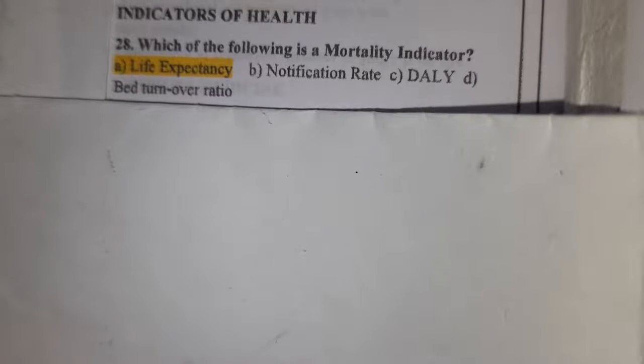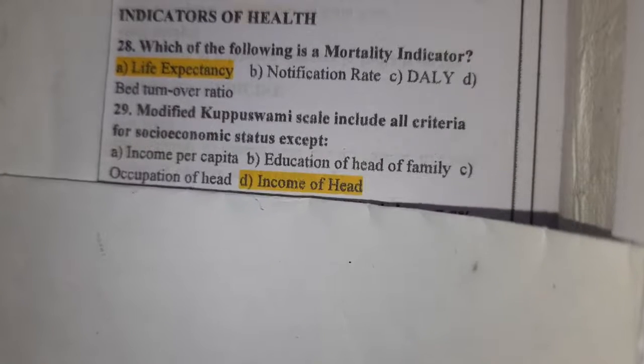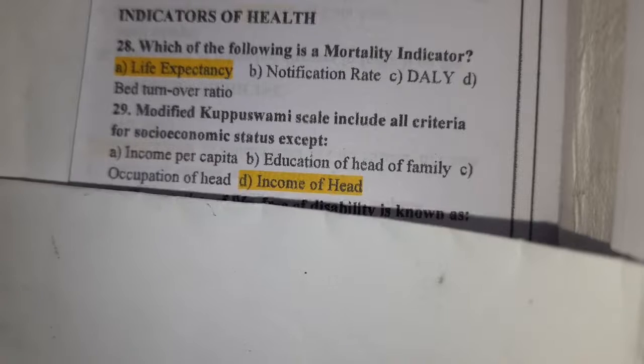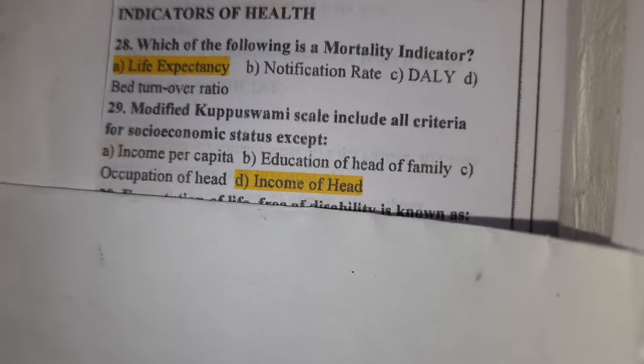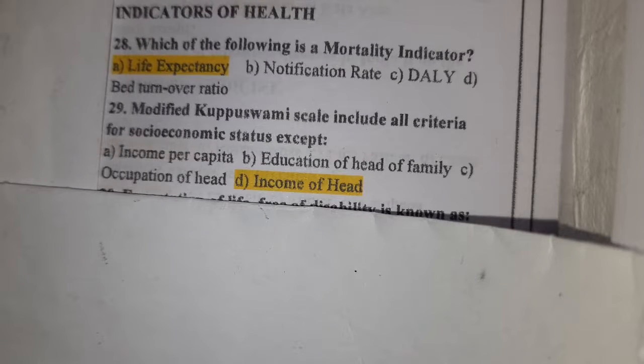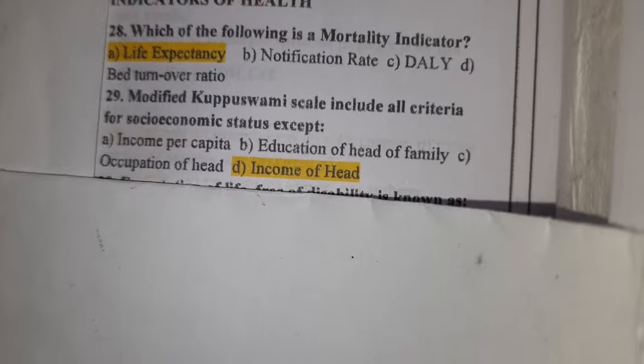Now, second question. Modified Kuppuswamy scale includes all the criteria for socio-economic status except. In modified Kuppuswamy scale, we have income per capita, education of head of the family, and occupation of head of the family. Income is taken per capita, not just the income of head of the family.